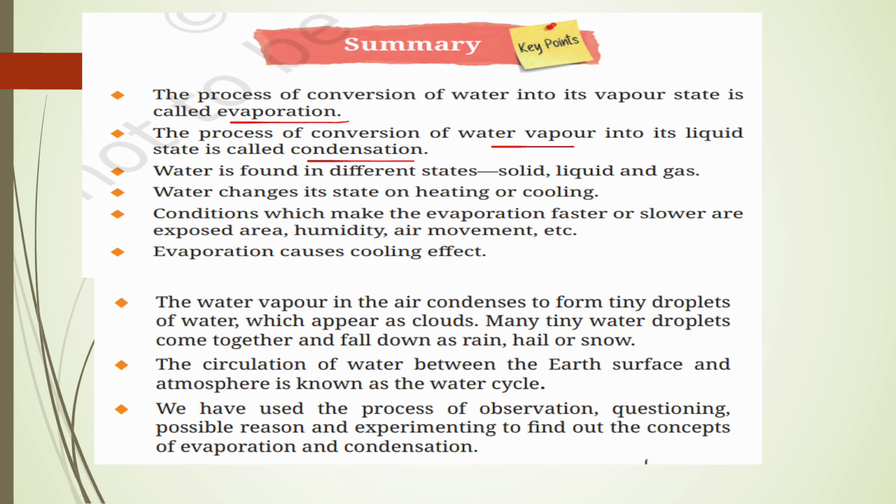Water is found in different states: solid, liquid and gas. Water changes its state on heating or cooling. Conditions which make the evaporation faster or slower are exposed area, humidity, air movement, etc. So, factors affecting evaporation are exposed area, humidity, air movement, etc. Evaporation causes cooling effect.